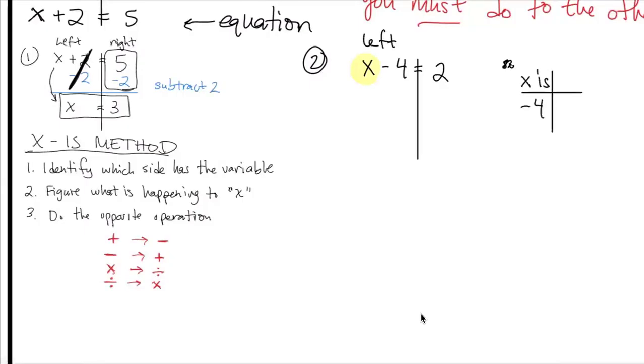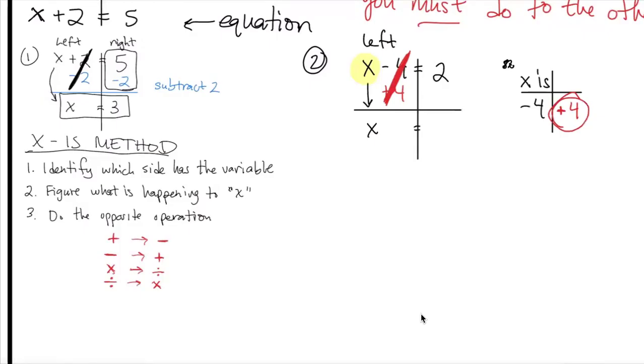X is being subtracted by 4. I see that there. It's being subtracted by 4. So the opposite of subtracting by 4 would be adding 4. And this is what I'm going to do to both sides. I'm going to add 4 because it's the opposite. It's the inverse. It's going to cancel out. And that's going to give me my answer. I have x left over here. I'm going to bring it down.